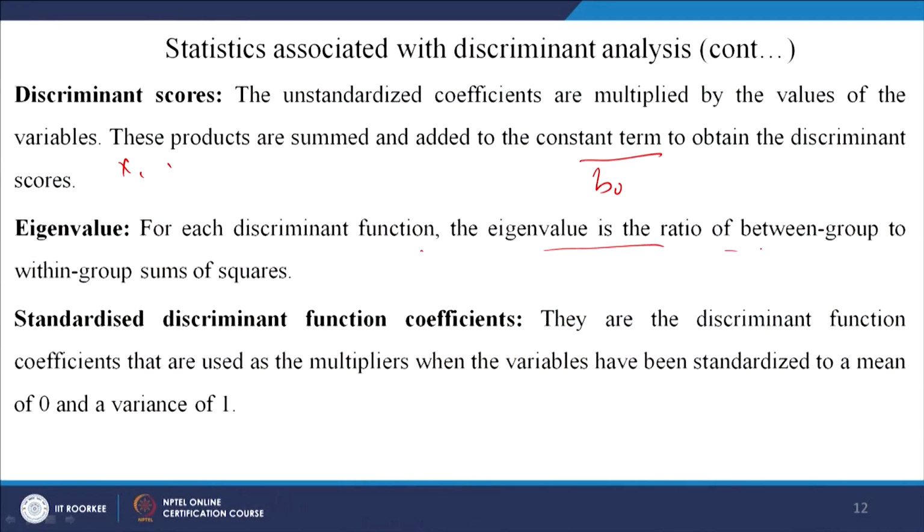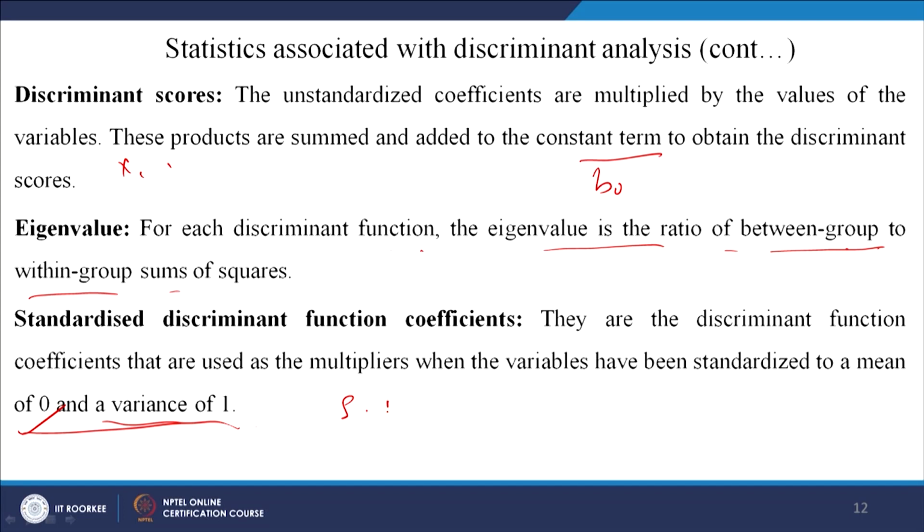Eigenvalue, for each discriminant function the eigenvalue is the ratio of the between group to the within group sum of squares, right. So, higher the eigenvalue, more is the explanation, better it is. Standardized discriminant function coefficients are the discriminant function coefficients used as the multipliers when the variables have been standardized to a mean of 0 and a variance of 1. So, this means you have standardized it. Whenever you standardize a variables, only then can you compare two different variables at the same level. Why?